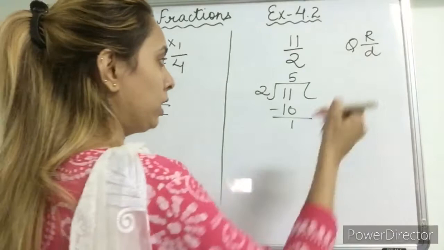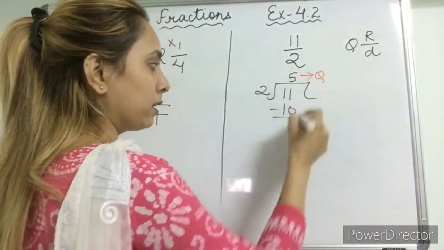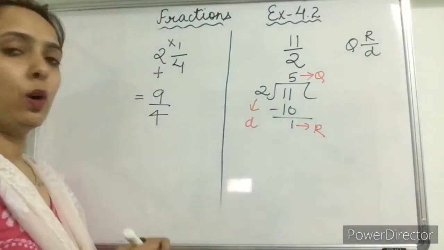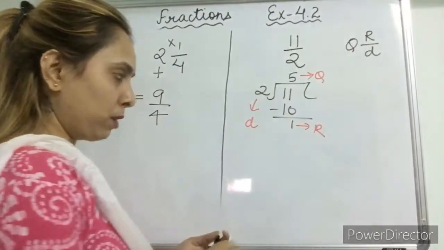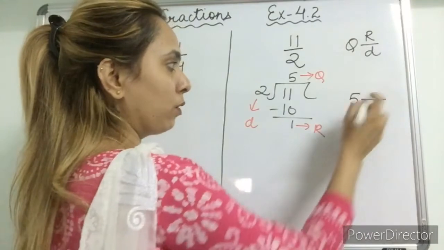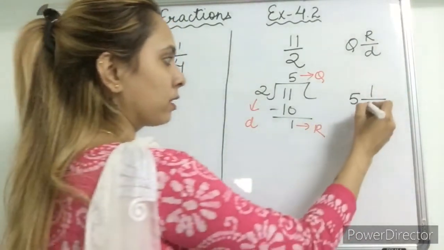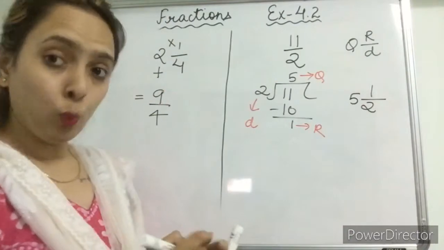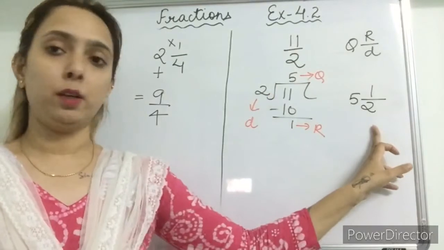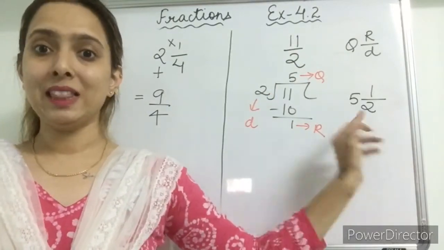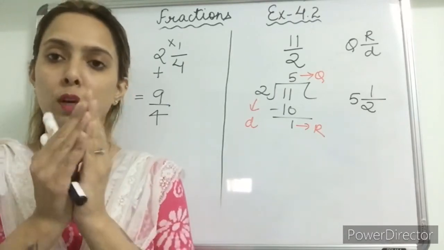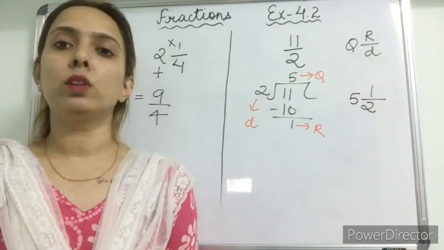Let me use this red pen. 5 is our quotient, this 1 is our remainder and this 2 is our small d. So simply write down these values according to this formula. The quotient is 5, the remainder is 1 and the divisor is 2. So here we have converted 11 upon 2, which was an improper fraction, into a mixed fraction. In this way we are going to convert the mixed fractions into improper fractions first, and then we will follow the same procedure.